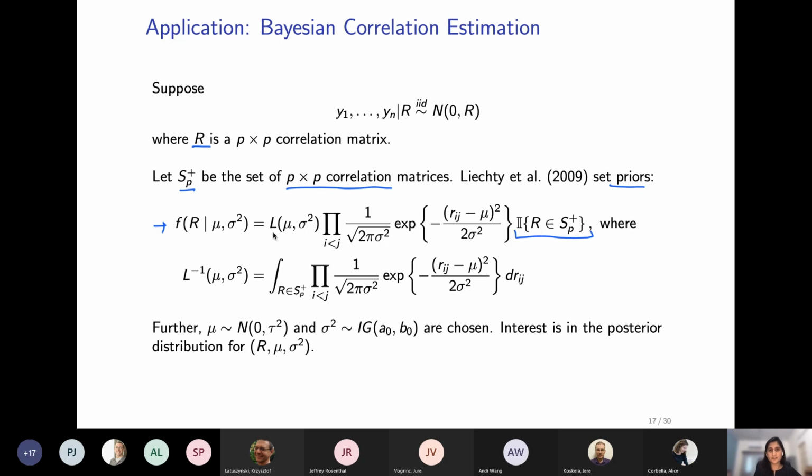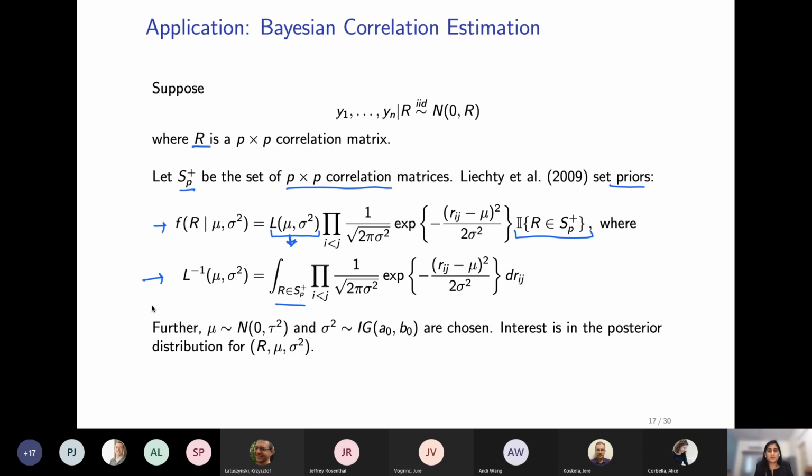If you look at this restriction, the normalizing constant needs to be accounted for, and that is L inverse of mu comma sigma squared, the integral over R in SP plus of the PDF upstairs. If I choose not to put priors on mu and sigma squared and just put priors on R, then I don't have to worry about anything, because this L just becomes a constant. But in any reasonable Bayesian setup, I would want to put priors on mu and sigma squared. And when I do, L mu sigma squared is no longer a constant. It's a function of mu and sigma squared. And so I can now see the intractability in my target distribution.